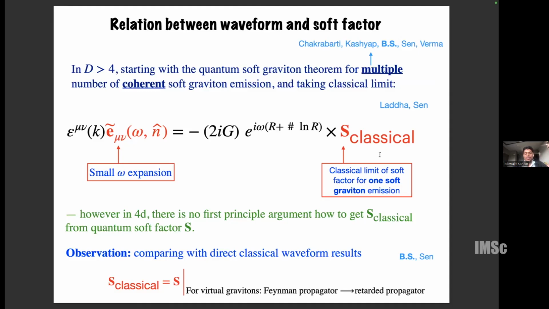If you do that, we get the following observation: while computing the soft factor in the quantum gravity S matrix, you have to just do a simple thing. You have to replace all the virtual graviton propagators, which are the Feynman propagators, by their retarded propagators, because classically we usually solve with retarded propagators due to causality. Once you do that, you will be able to find this classical soft factor, use this formula, and read off the waveform.